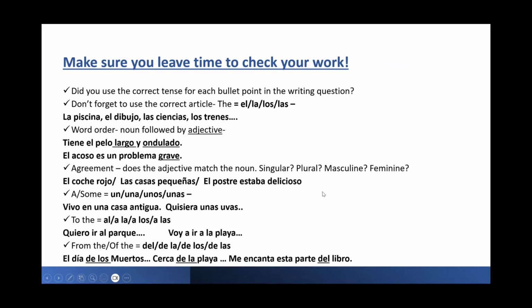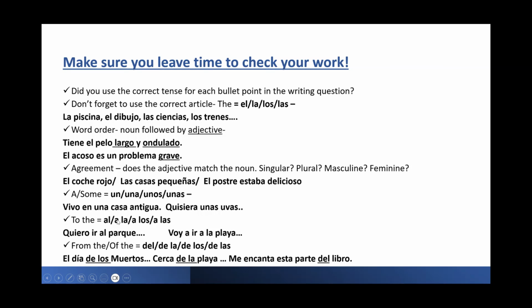And then una, unos, unas. Again, making sure you use these correctly as well. Feminine singular, feminine plural. Masculine singular, masculine plural. So, vivo en una casa antigua. I live in an old house. Quisiera unas uvas. I would like some grapes.